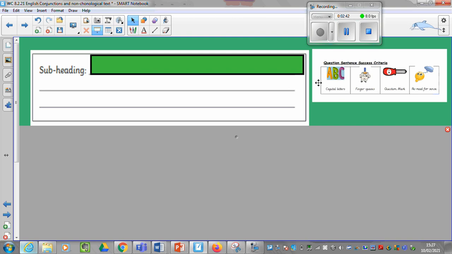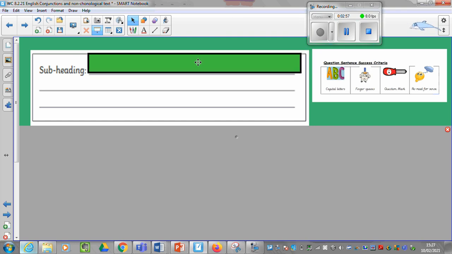Now I will have made sure that when I write my question, I use my capital letter, my finger spaces, my question mark, and I make sure that it makes sense. Now exactly the same when we write our question. I've only put this green section here so you can see where I want you to write it.